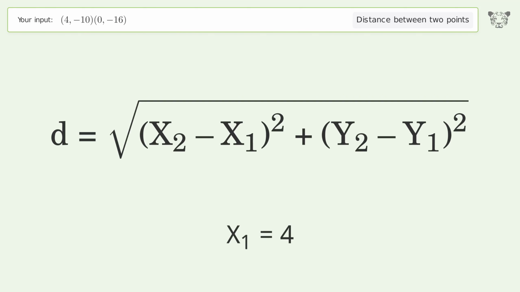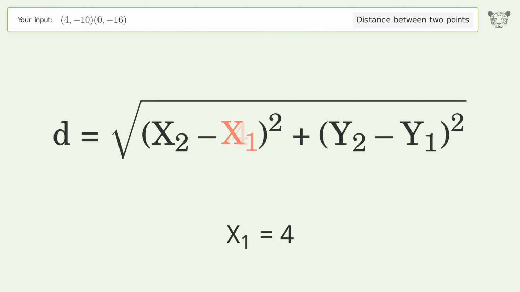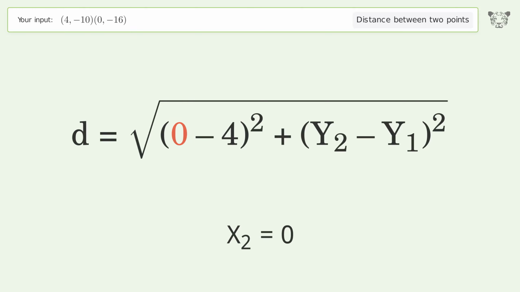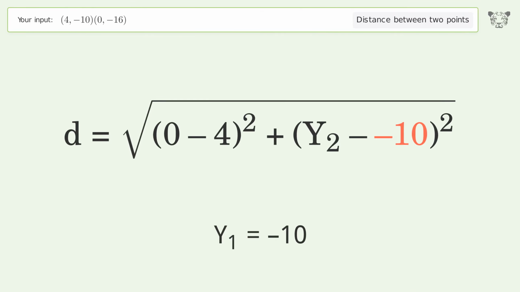x1 equals 4. x2 equals 0. y1 equals -10. y2 equals -16.